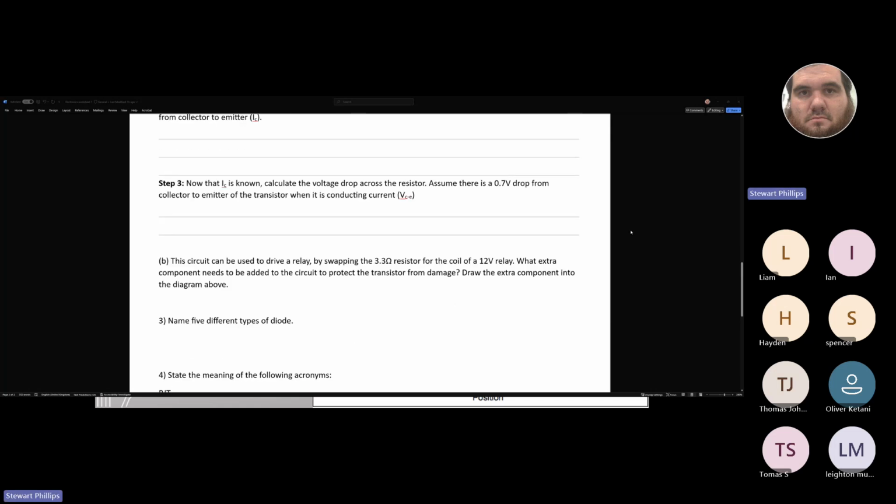So the last question, B: the circuit can be used to drive a relay by swapping the 3.3 ohm resistor for the coil of a 12-volt relay. But what extra component needs to be added to the circuit to protect the transistor from damage? That would be a diode. We would add a diode to protect the transistor from back EMF.